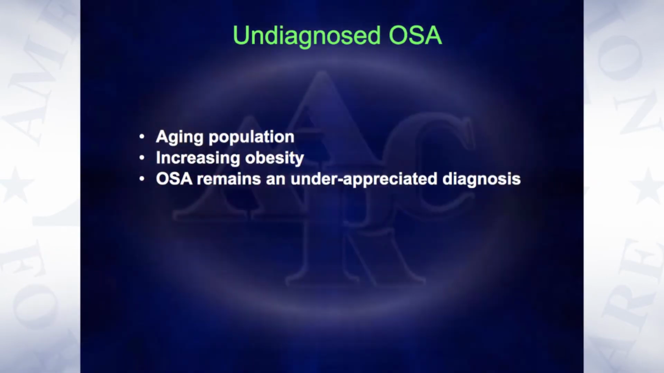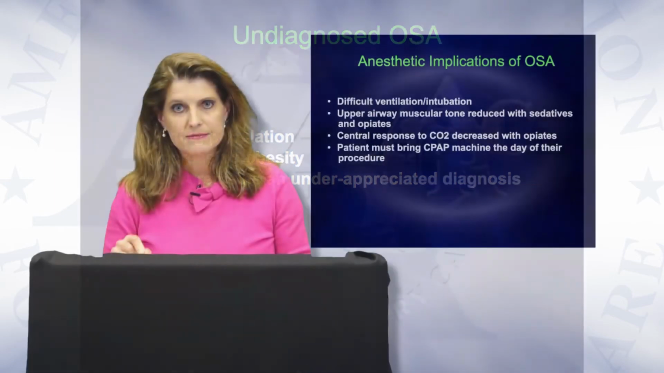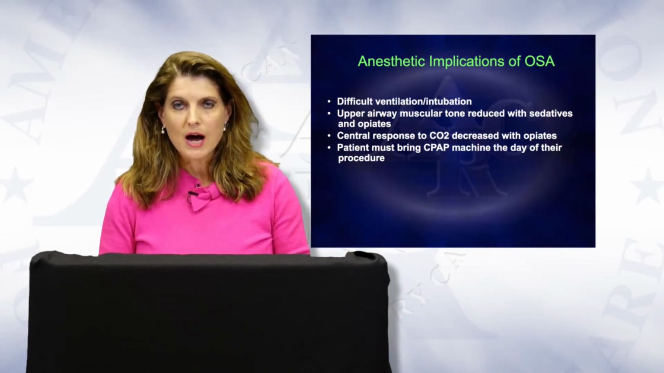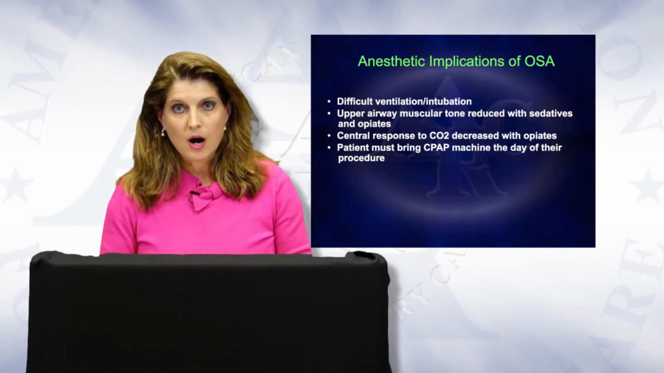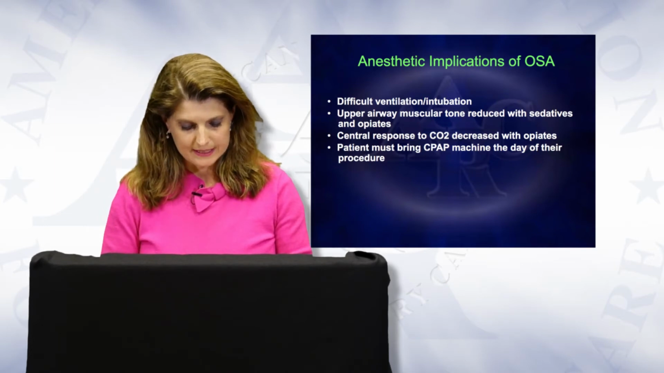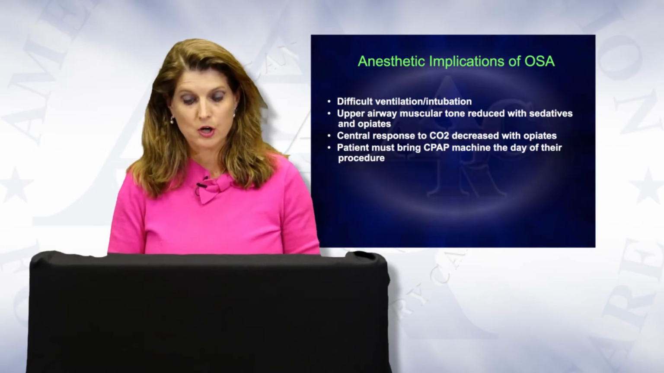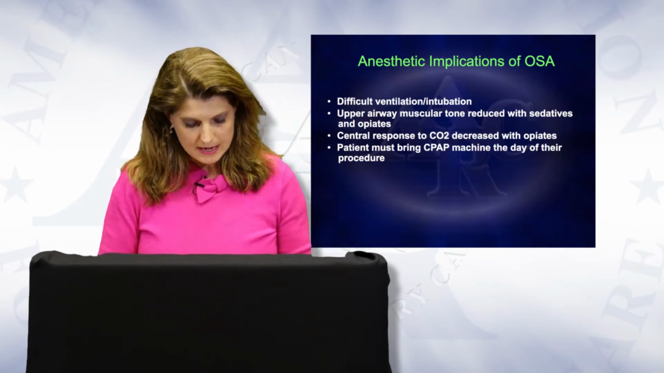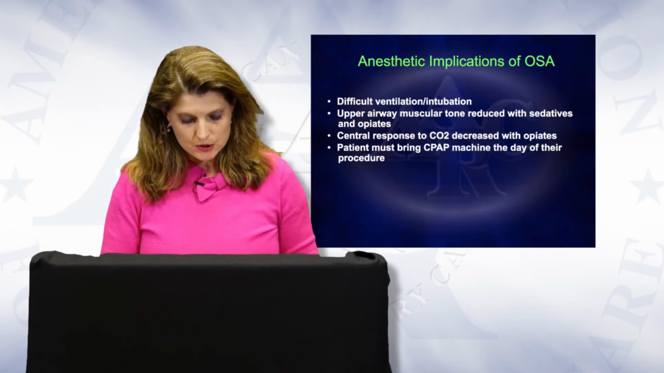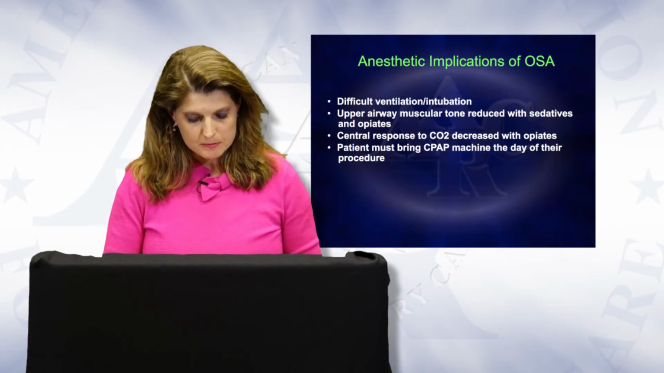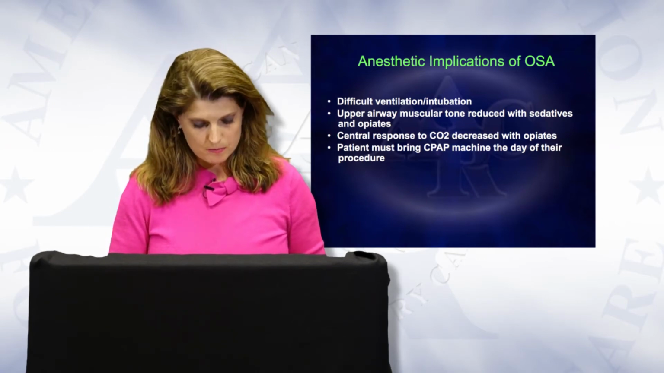An aging population, increased obesity, but this is really important. It is estimated that as many as 70 to 95% of patients with obstructive sleep apnea in the United States are not yet diagnosed, and many who are diagnosed are not treated effectively. The anesthetic implications of obstructive sleep apnea include difficult ventilation, difficult intubation. Upper airway muscular tone, as I mentioned, is reduced with sedatives and opiates. The central response to carbon dioxide decreases with opiates.